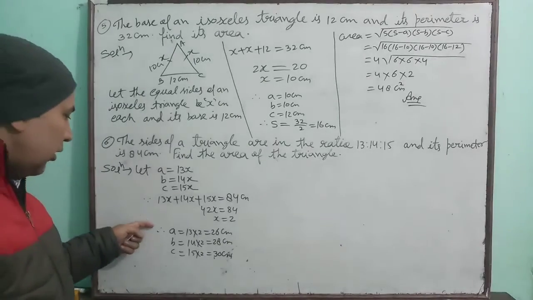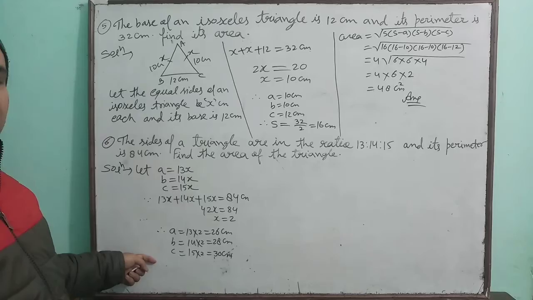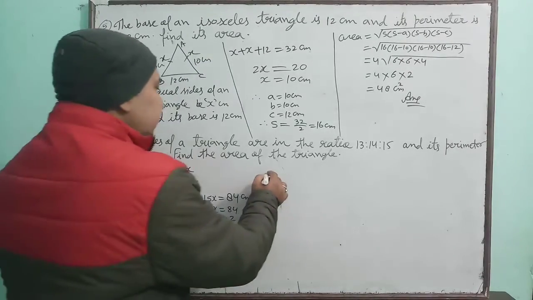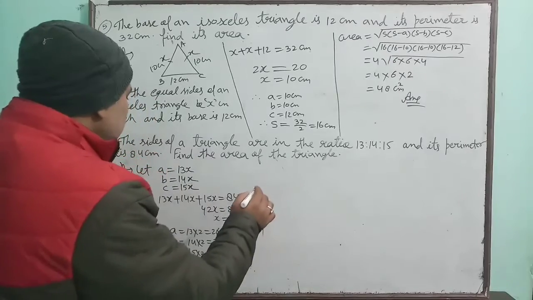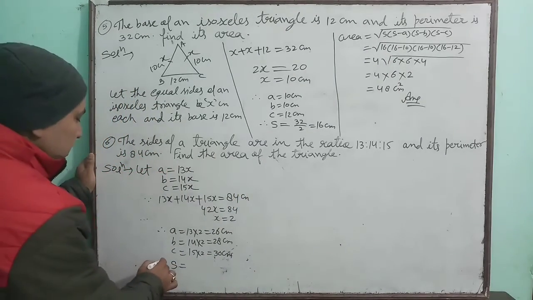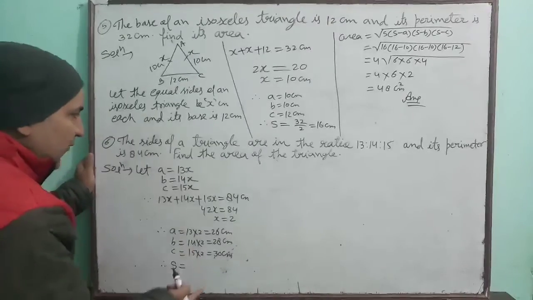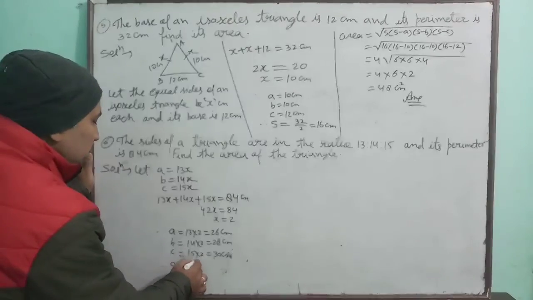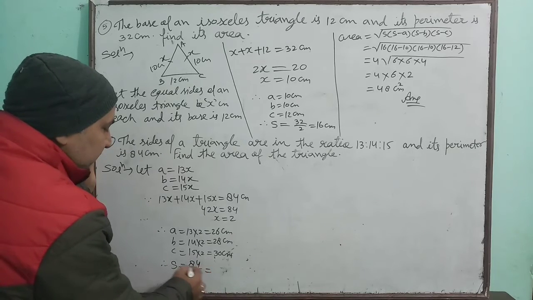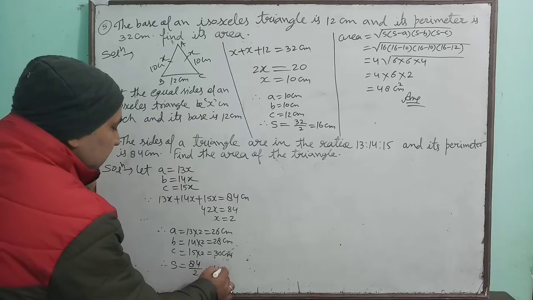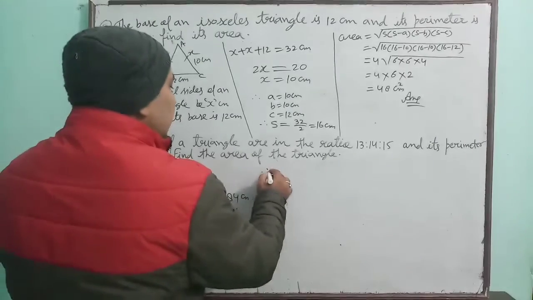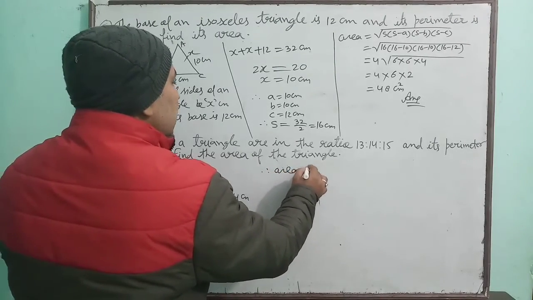Now we have got all the three sides of the triangle. So we can find the area. But before finding the area, we have to find S also. And what is S? Half of the perimeter. Perimeter is given as 84, so 84 upon 2 will be the value of S. That means 42 centimeter.